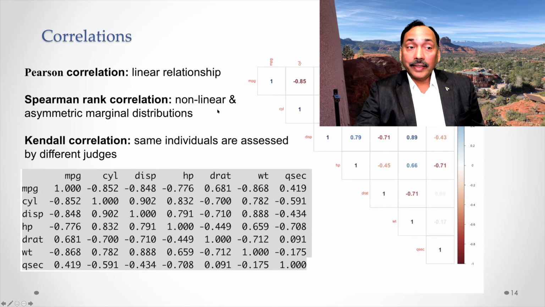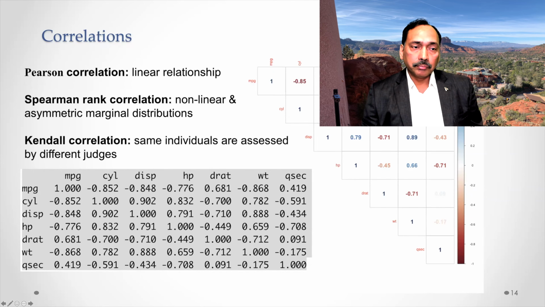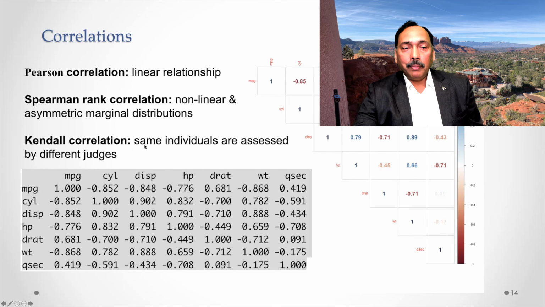If you have nonlinear or asymmetrical marginal distributions, then it is better to capture strength of relation between variables using Spearman rank correlation rather than Pearson correlation. So it will not be correct to use the first method if the relationship is not linear. And similarly, if we have a situation where same individuals are assessed by different judges, there it is recommended we use Kendall correlation.